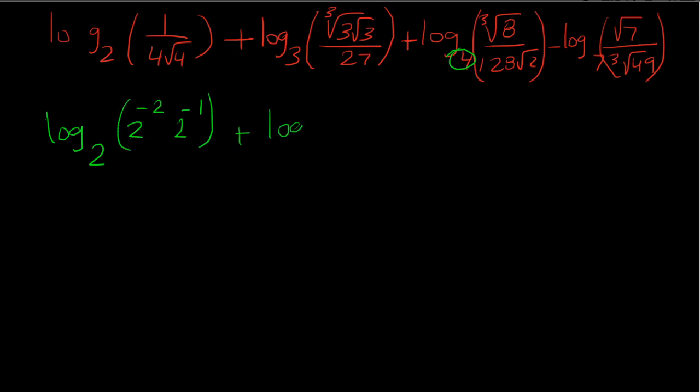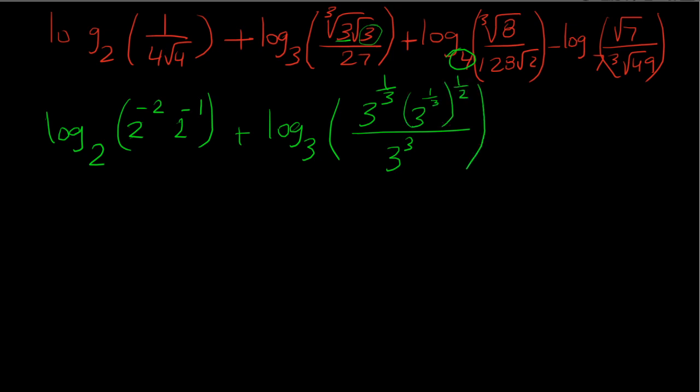Plus log base 3. The denominator 27 is 3 cubed. I'm going to cube root the first 3, which will be 3 to the 1/3. And then for the second 3, I'm cube rooting it and square rooting it. So that'd be 1/3 raised to the 1/2. So cube root, square root.